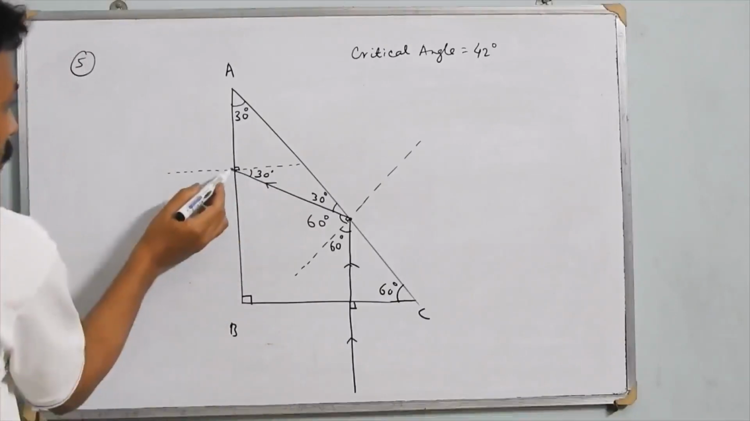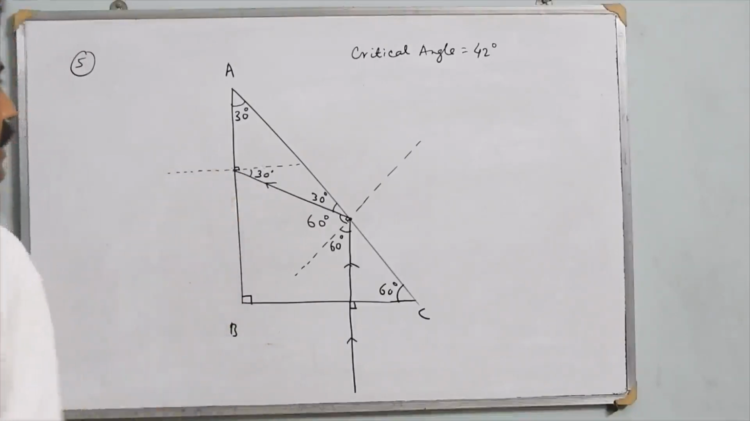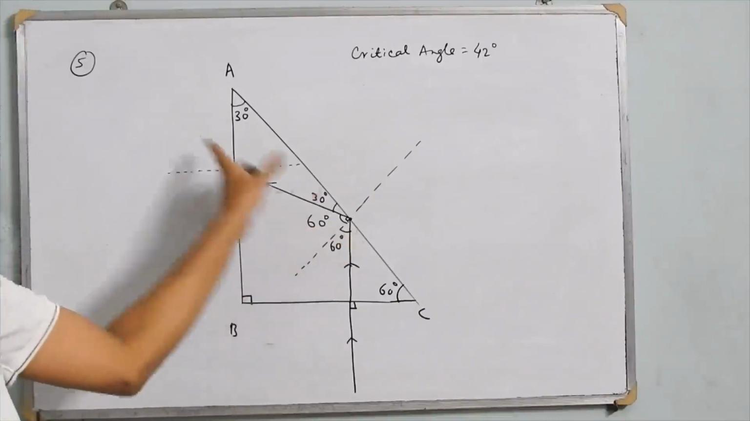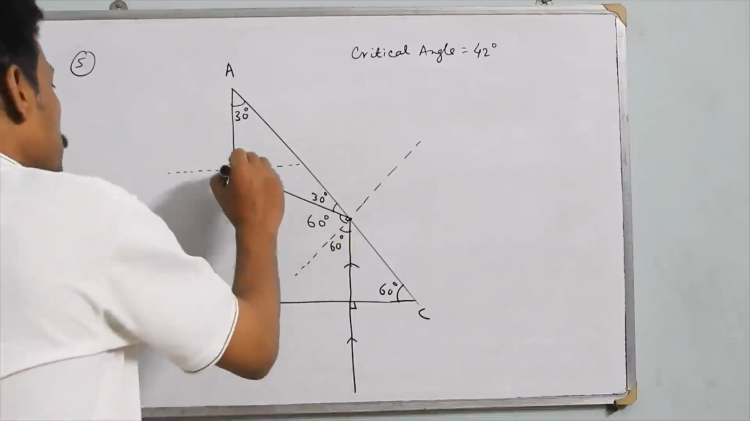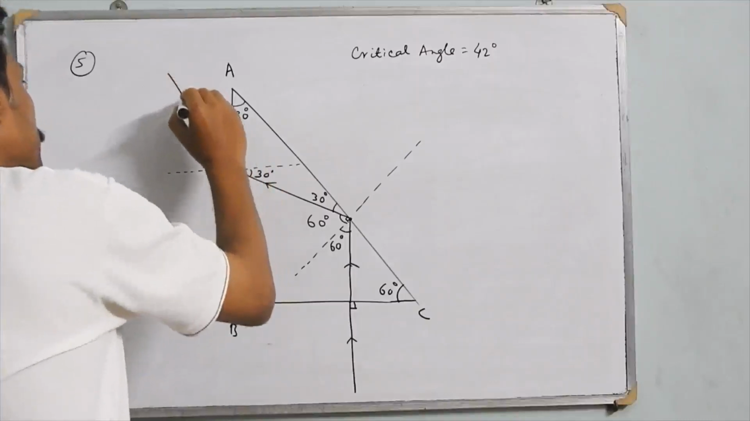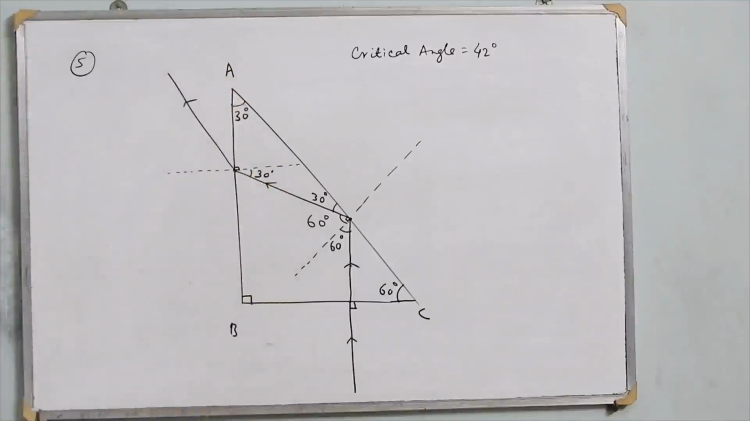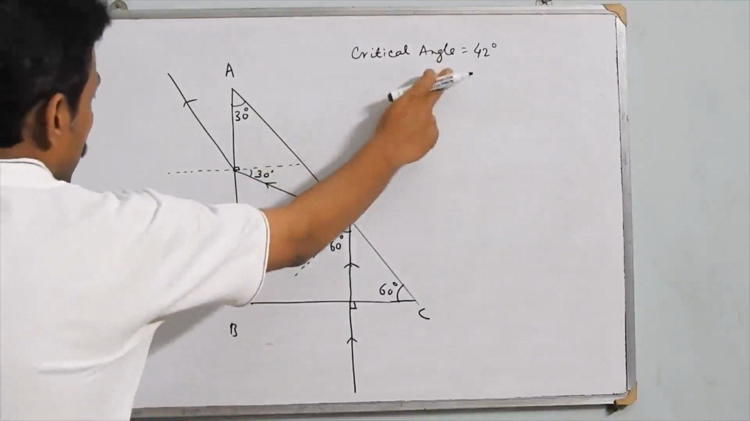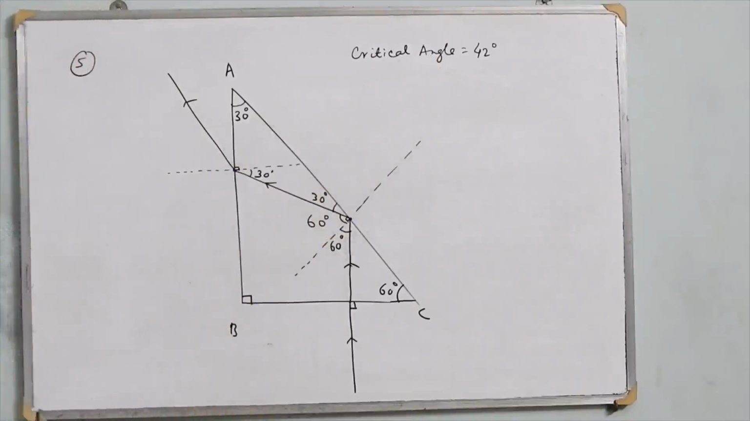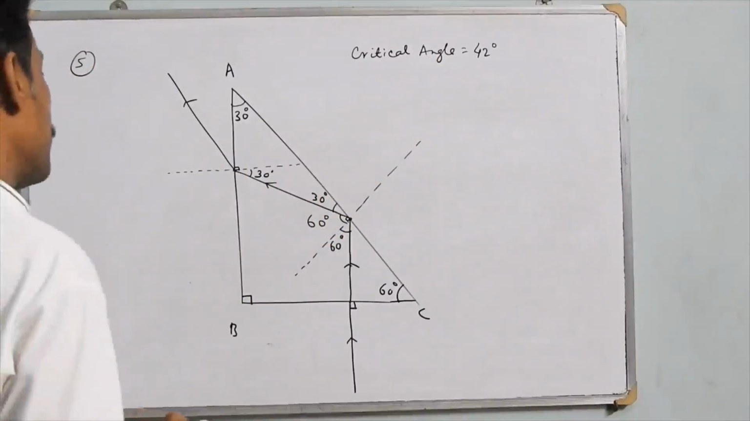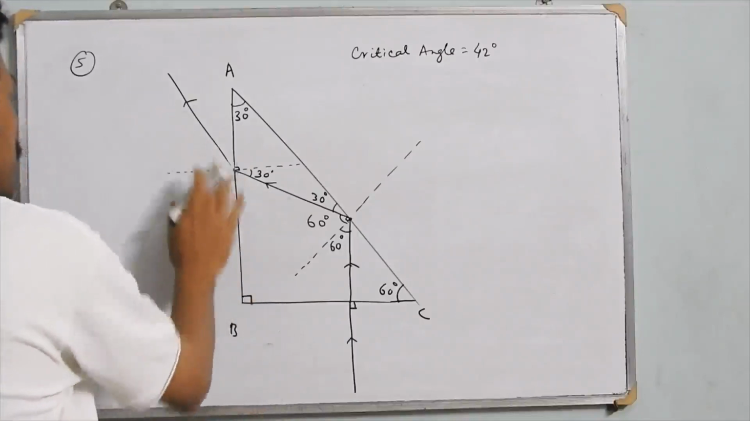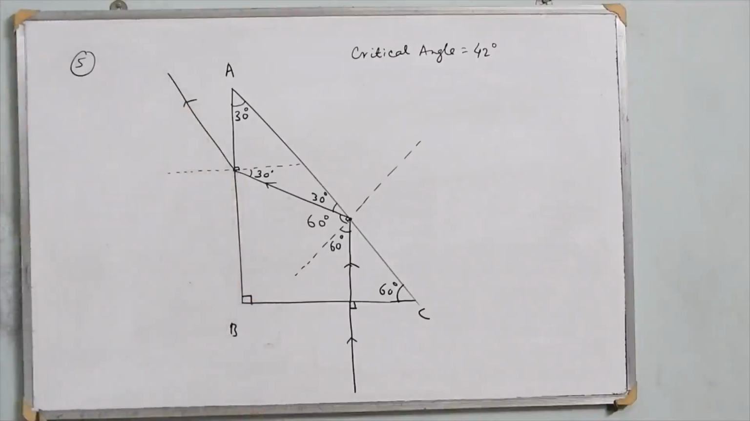Now you see that angle of incidence at this point is less than the critical angle, and the ray is moving from denser to rarer, so it will bend away from the normal. So this will bend away from the normal in this manner. So this is the final path of the ray. So the ray will bend in this manner. Because the angle of incidence is less than the critical angle, it will undergo normal refraction. As it is moving from denser to rarer, it will bend away from the normal and follow this type of path. We can take more examples.